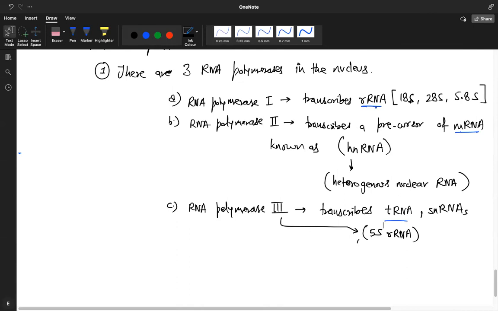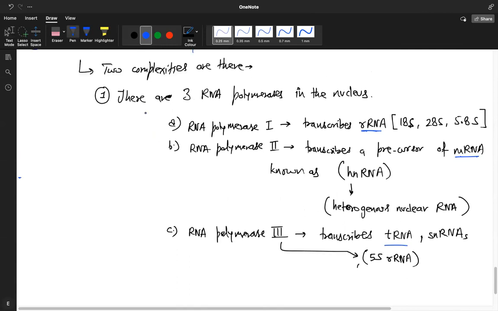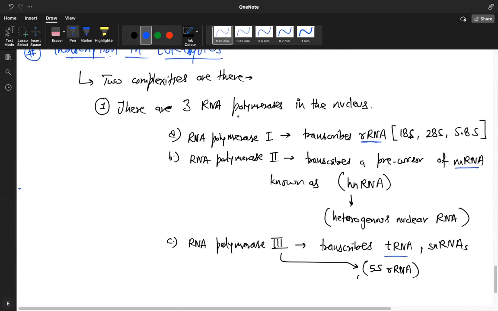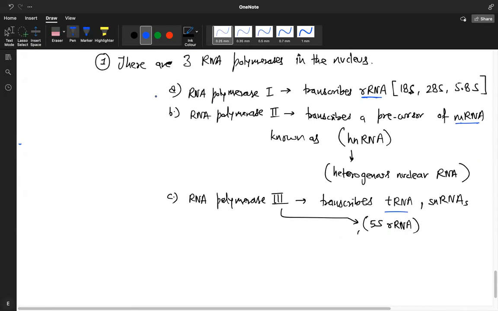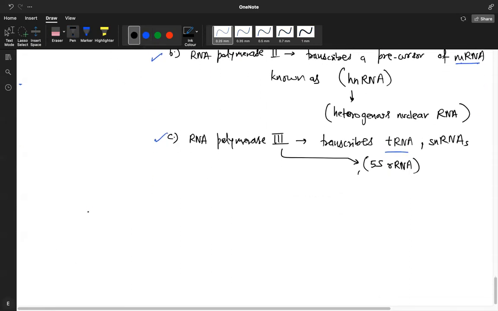Okay, everyone? Okay, sir. Yes. So this is the first complexity, that there are 3 RNA polymerases. Okay, you all are clear about all the 3? Polymerase 1, polymerase 2, and polymerase 3, and what they code for. The second complexity is, write down.